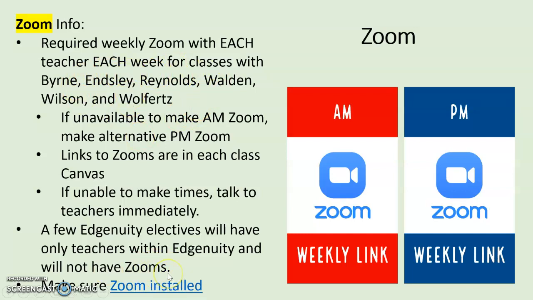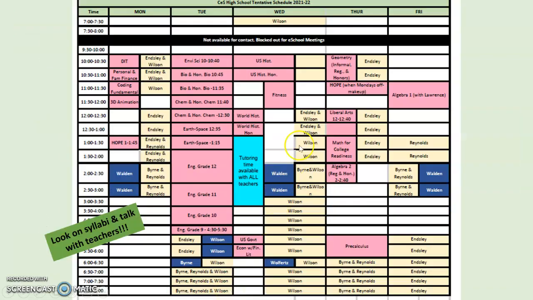Make sure that Zoom is installed. If you're having problems, here's a link. If you're still having problems with Zoom once you've gone through these steps, contact your homeroom teachers. You will know the Zoom times for each class because they are shown here in pink and they are labeled. Mondays you have electives, Tuesday is science and English, Wednesday is history and fitness, Thursday and Friday are math.